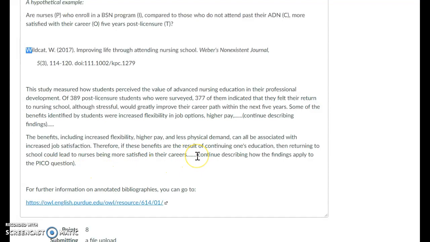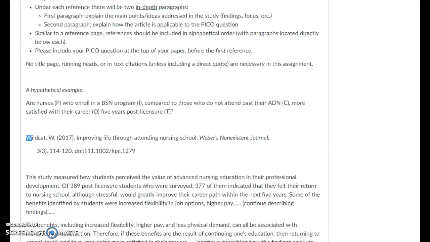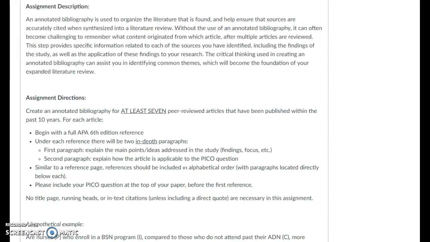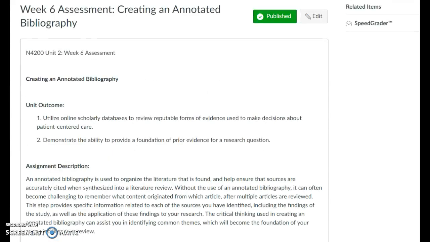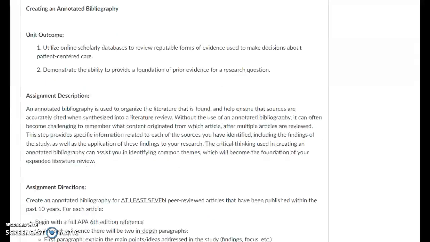Again, you're not going to have these dots in here. You're going to actually have your own content. If you're not quite sure on annotated bibliographies, there's a lot of sources out there online that can give you more information, including this link on OWL Purdue. So make sure you set aside plenty of time to do at least 7 articles in your annotated bibliography. They do need to be peer-reviewed articles from a journal. This isn't Time magazine. This isn't something you saw in a newspaper. Peer-reviewed journal articles from a scholarly database.